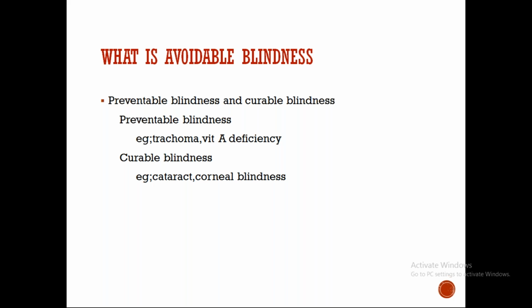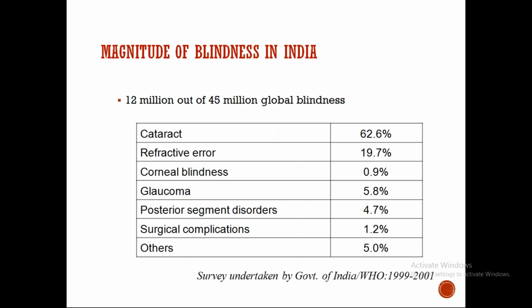There are some blindnesses which are curable. For example, cataract. Cataract causes decreased vision, so you can remove the cataract and place an intraocular lens. It is called curable blindness. If the patient has corneal blindness, then it can be cured by performing keratoplasty. You transplant the cornea and you try to improve the vision of the patient. So these are some examples of curable blindness and some examples of preventable blindness.